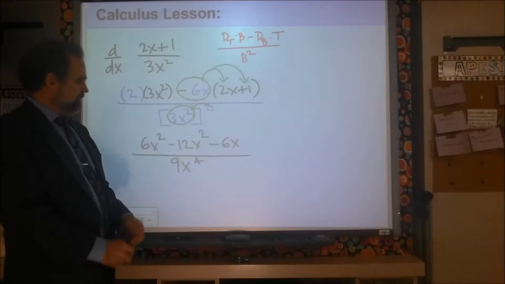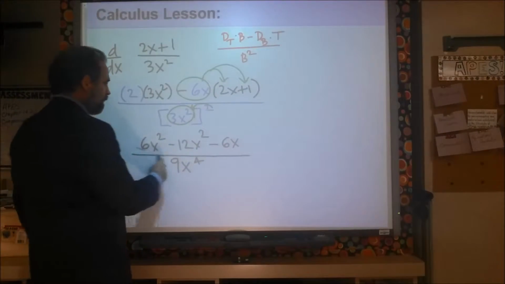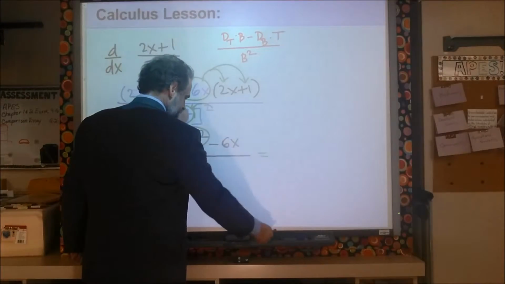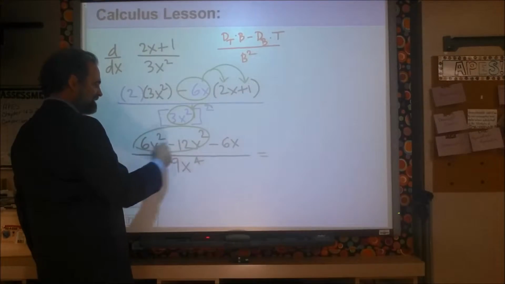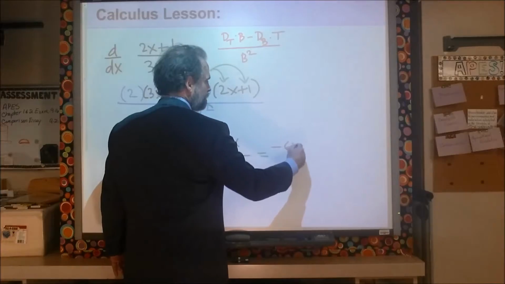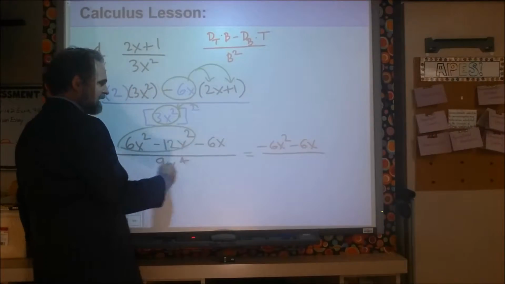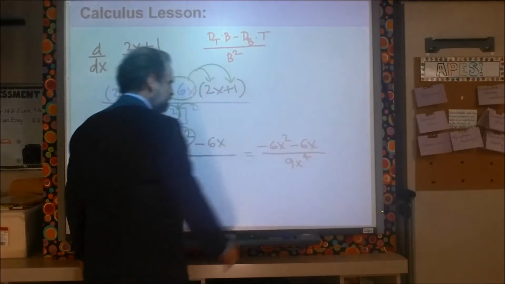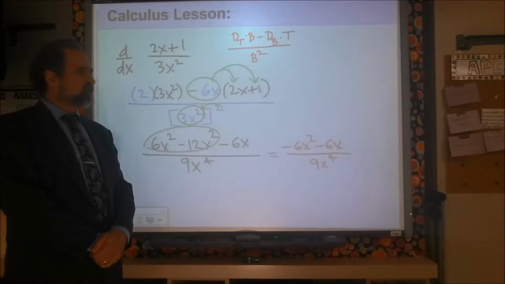Okay? And hopefully you notice that there are like terms that can combine. And when I combine them, I get 6 minus 12 is negative 6x squared minus 6x all over 9x to the 4th. Okay? Something should be jumping out at you now. Take a minute, see if you can simplify.